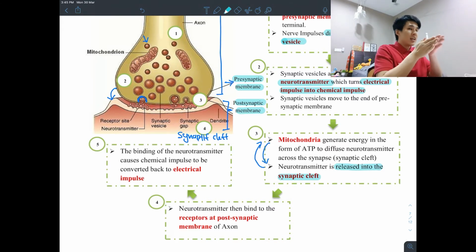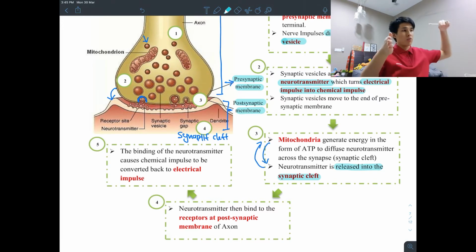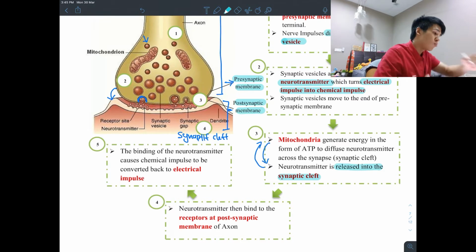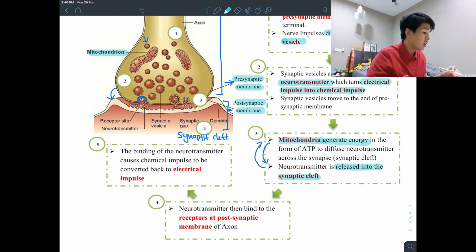Now remember, this synaptic cleft is like a big hole like that. For you to jump from one place to another, you need a lot of energy. It's like in those superhero action movies, there's a cliff like that. If you want to jump from here to here, you need a lot of energy to jump. Correct? So that's why you need the mitochondria. That's why you must mention mitochondria generate energy in the form of ATP so that it can diffuse neurotransmitter across the synaptic cleft or the synaptic gap.